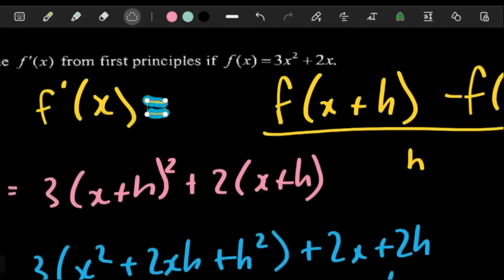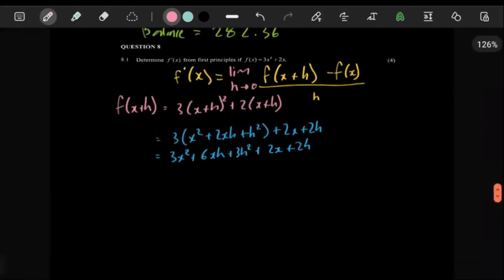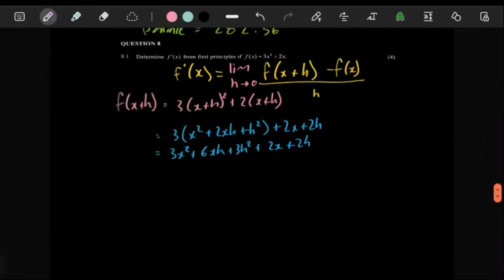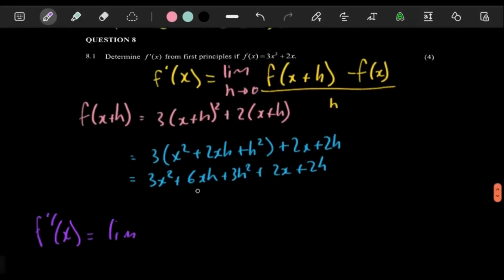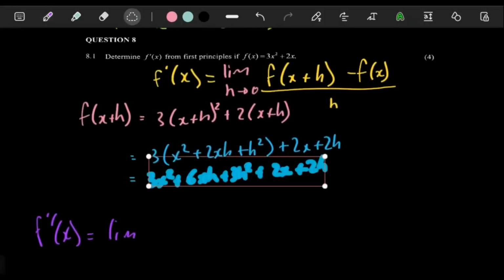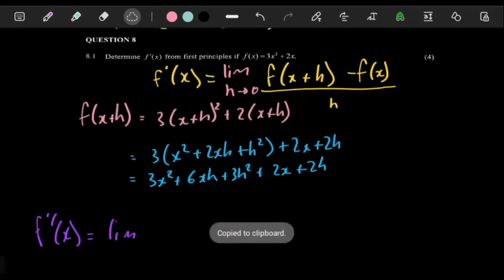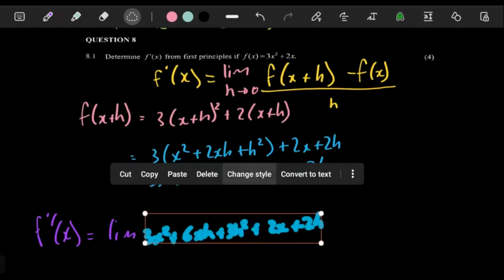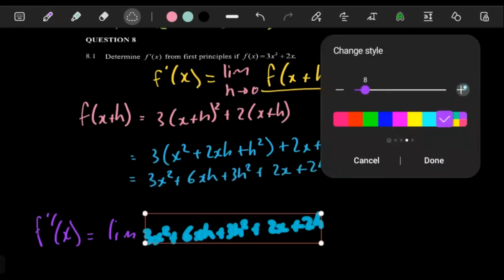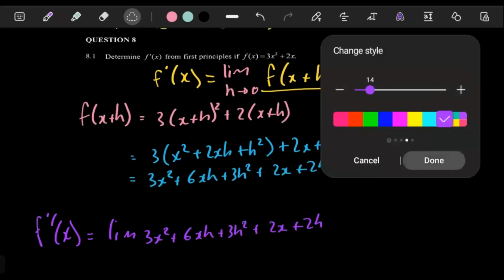The limit as h goes to 0. So let's get f prime now. f prime is equal to the limit. The f(x plus h) part is just this whole thing here, which we're going to copy down. Let's copy and paste it there, and change the style to purple. There we go. Done.